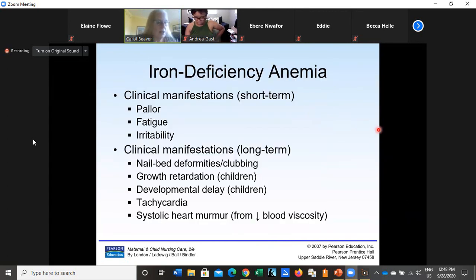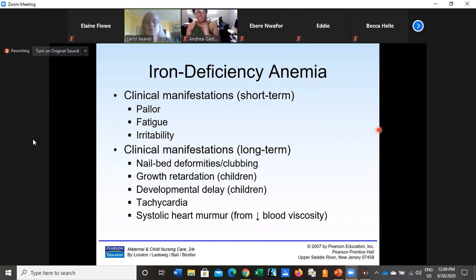It's just all finished. All right, so iron deficiency anemia, then the clinical manifestations. Any anemia is going to have this manifestation as pallor, you're pale, fatigue, and irritability when you just don't have any energy and you want to do something and you can't do it because you're so awful tired. Your manifestations too, the long term, nail bed deformities and clubbing. And that's one of the things. Clubbing is because of hypoxia too, isn't it?